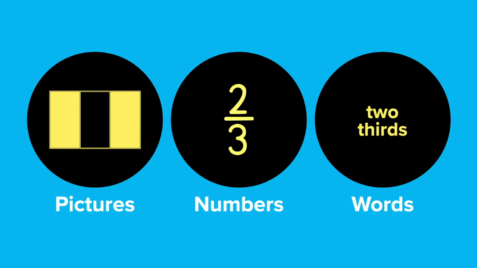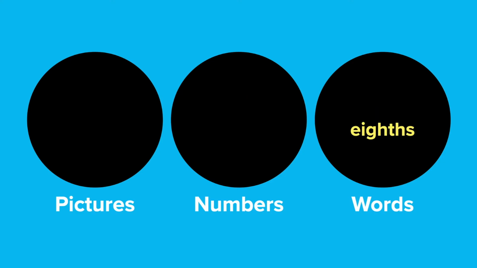Let's try one more, but this time I'm going to start with words. Here is the word eighths. Eighths means that something has been divided into 8 pieces. That means that our denominator will be 8. And here's an example of a shape that's been divided into 8 pieces.